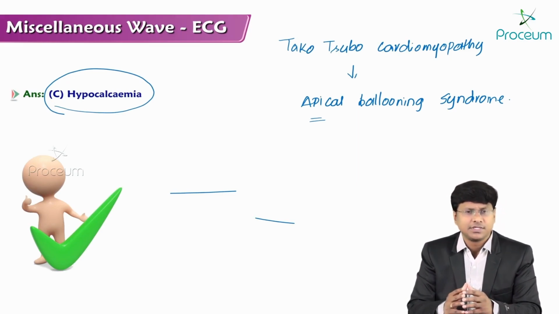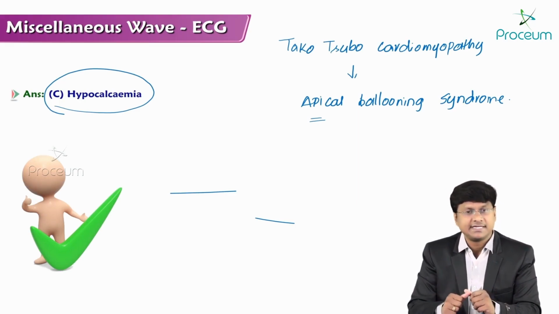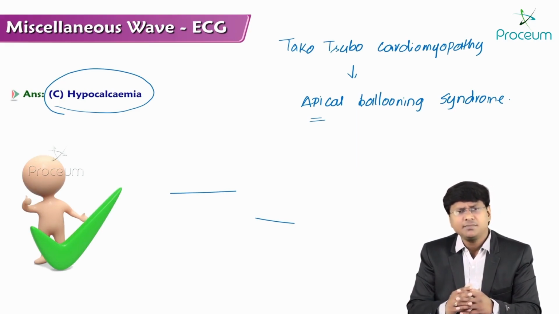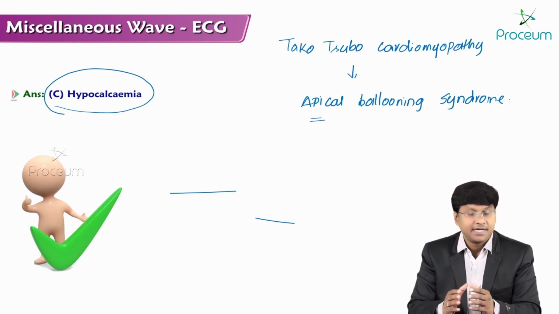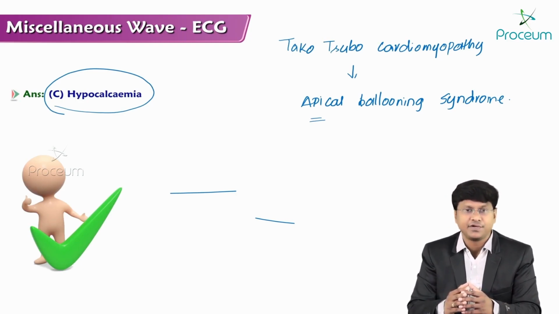And how will you rule out the pheochromocytoma? You have to check the 24-hour urinary vanillylmandelic acid levels. Normal 24-hour urinary vanillylmandelic acid levels are less than 6 milligrams per 24 hours. But in patients with pheochromocytoma, the vanillylmandelic acid levels will be more than 6 milligrams per 24 hours.